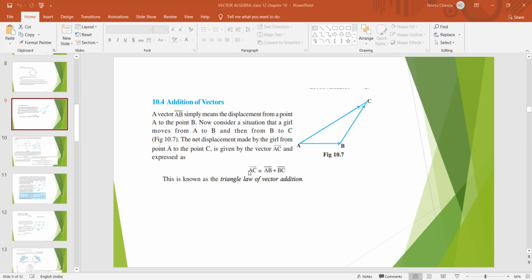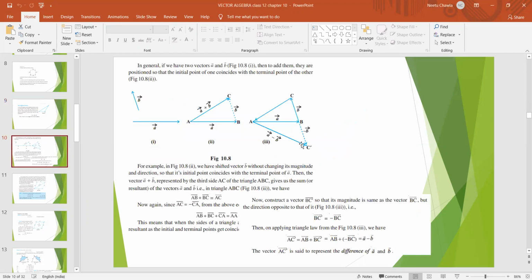So what we write here is AC is equal to AB vector plus BC vector. This is the law of vector addition. Since it makes a triangle, it is known as the triangle law of vector addition. We'll be doing questions and then you will be able to understand more easily. So let's use that triangle law of vector addition in a few more diagrams.